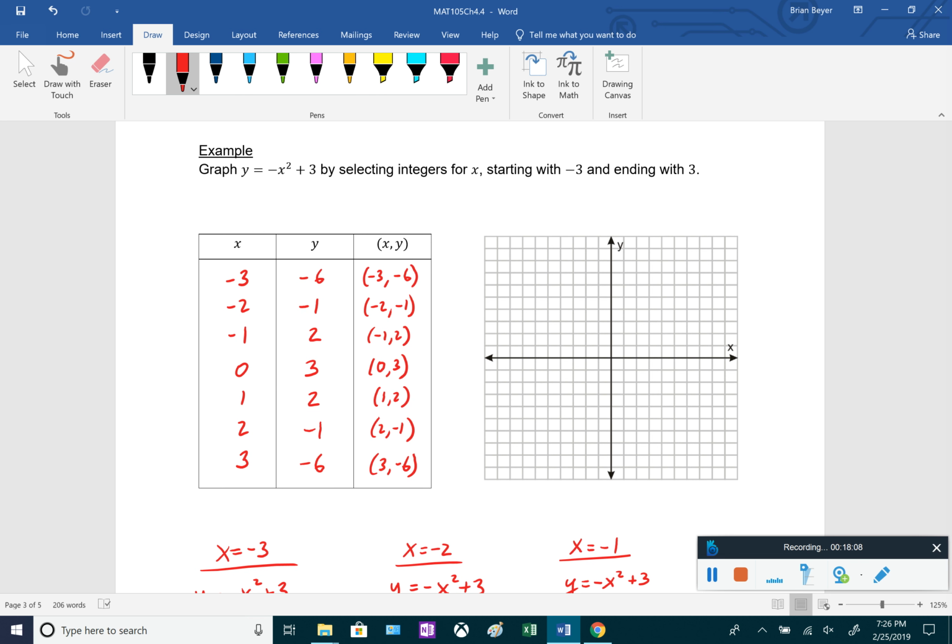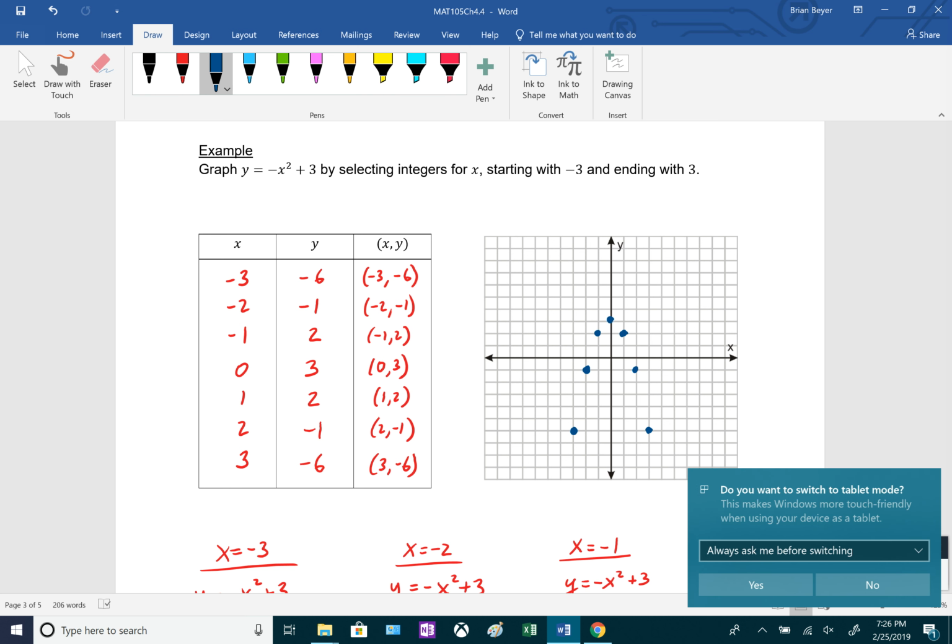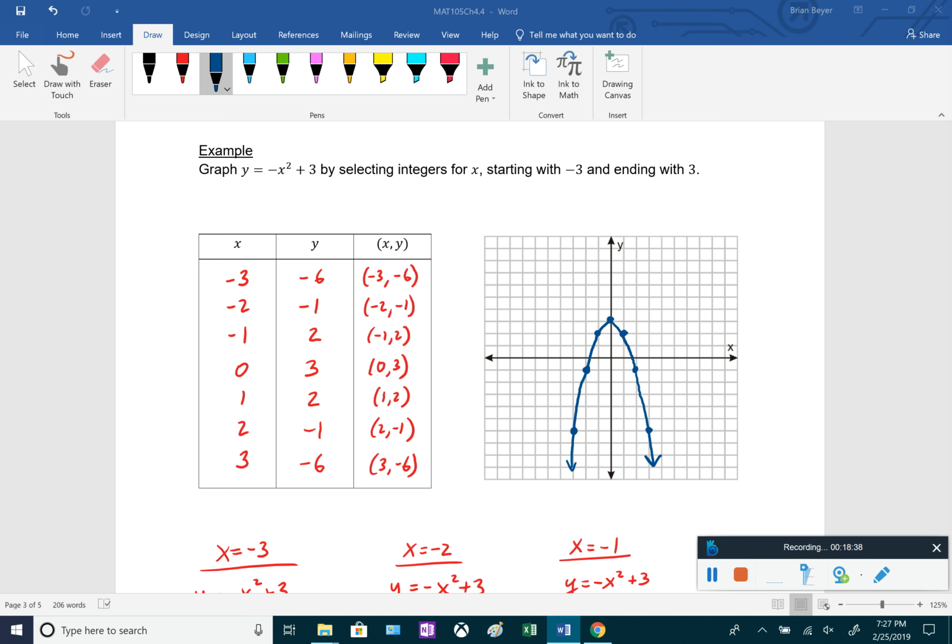And here they all are filled in, all the xy coordinates. So let's plot these points. Negative 3 comma negative 6 is right here. Negative 2 comma negative 1 is right here. Negative 1 comma 2, 0 comma 3, 1 comma 2, 2 negative 1, and 3 negative 6. So connecting these with a smooth curve, we get something like this. This is y equals negative x squared plus 3.